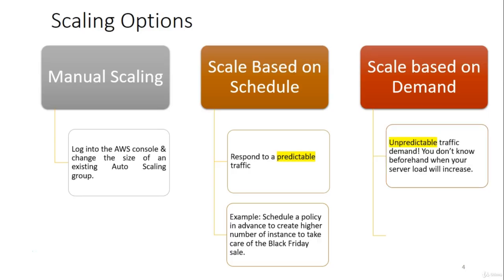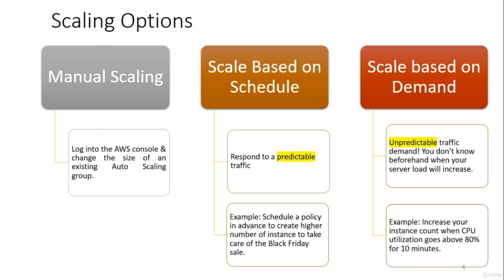Then we have scale based on demand. That is when you don't know when to increase or decrease the number of servers, then it's an unpredictable traffic demand. So you don't know beforehand when your server load will increase or decrease. Example, increase your instance count when CPU utilization goes above 80% for 10 minutes.